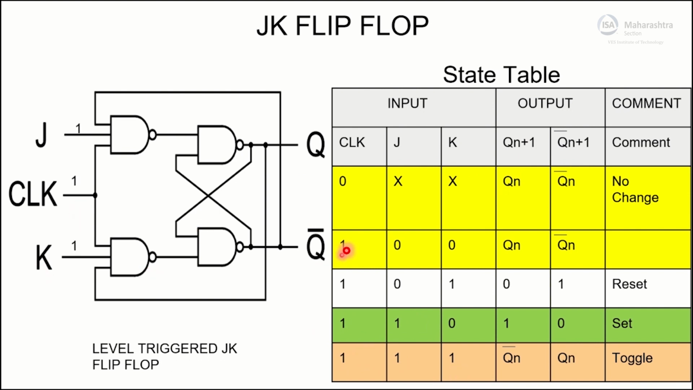Suppose previous output stored is Q equal to 0 and Q bar equal to 1. Then S equal to 0 and R equal to 1, and the outputs will be Q equal to 1 and Q bar equal to 0, which is the inverted output of the previous outputs. And that's how it toggles in this condition, having no invalid state.